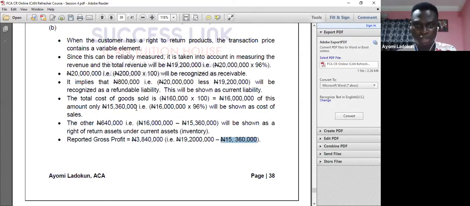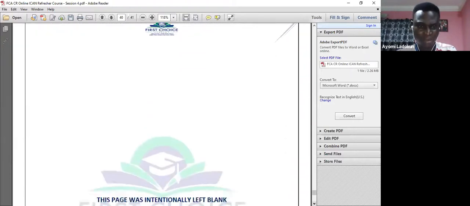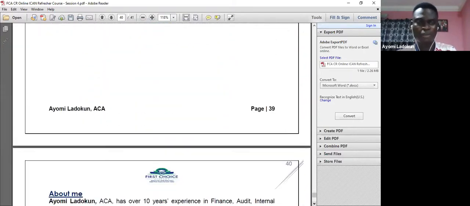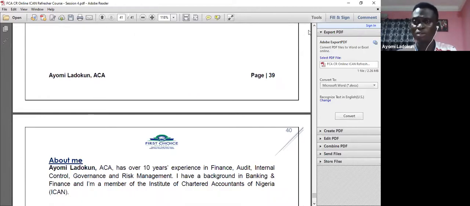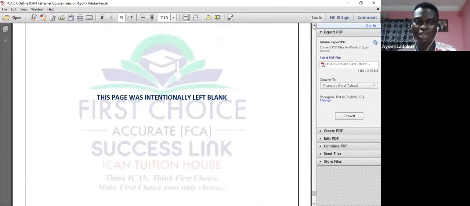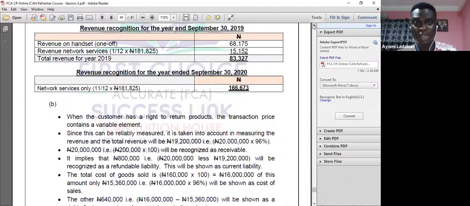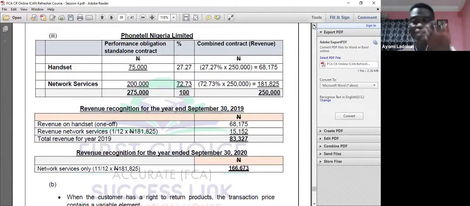What's the cost of sales here? Is it this? No. Yes. My actual cost of sales. So that's it. You now have a gross profit of 3.8 million. Okay, and that is the end of that question. That's it. So it's quite straightforward. But don't joke with the written part of IFRS 15. And in case the examiner is also bringing you on the calculation, at least you have an idea.